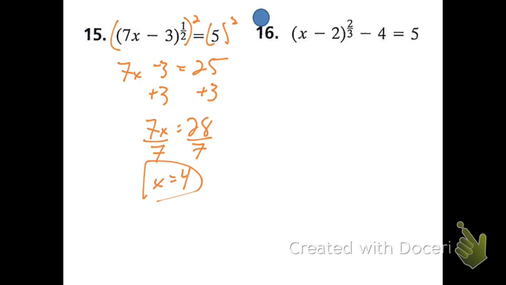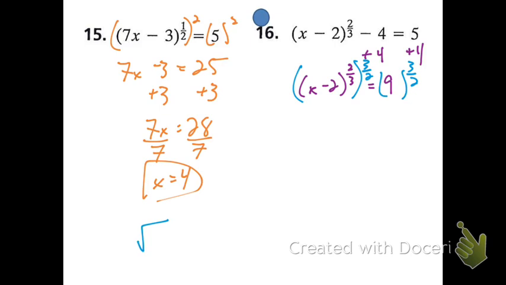Now, big problem number 16. Got a dot next to it. Must mean we have to work hard. So I'm going to add 4 to both sides first. This will be x minus 2 to the 2/3 power. And it's going to equal 9. So once again, we have to take each side to the reciprocal power. Now, what's the reciprocal of 2/3? It is 3/2.